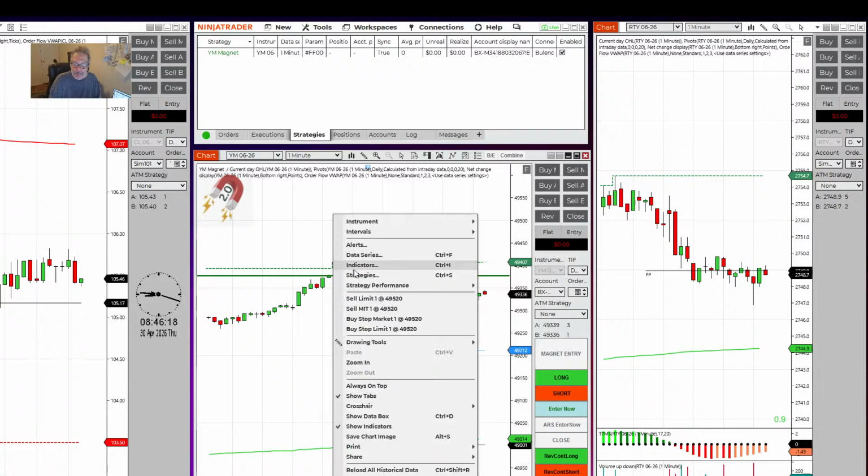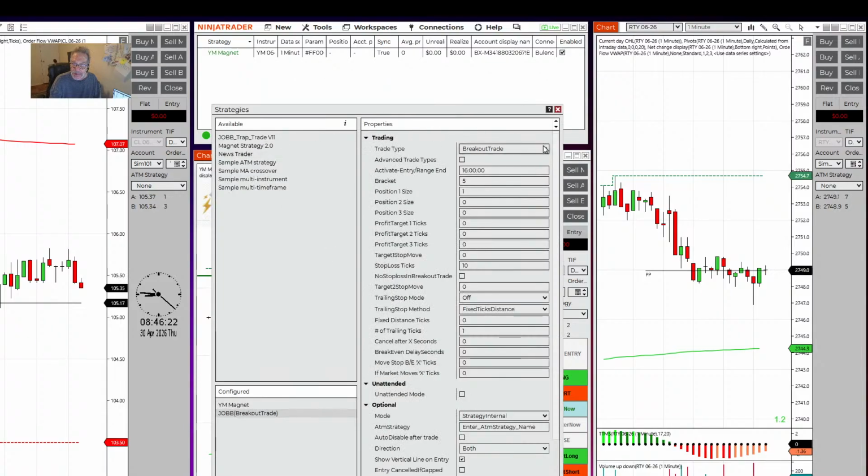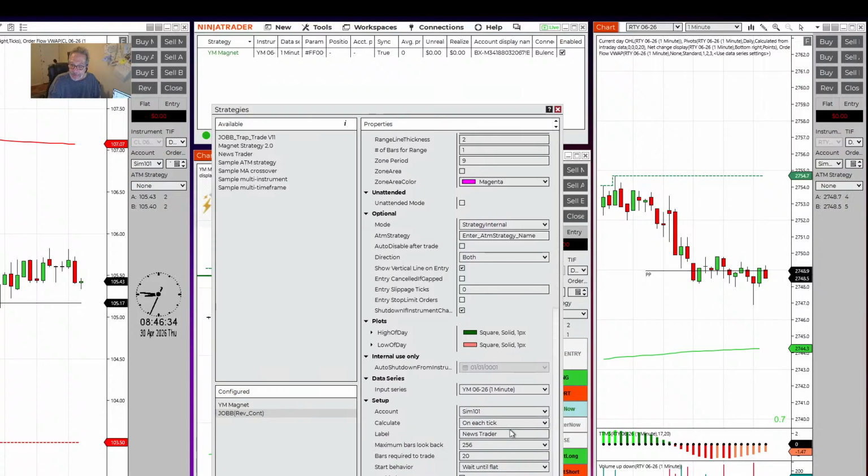Putting a quick reverse continue on the chart also. One position, 35 target, and a 35 stop. Label it YM reverse continue. And same account, number 67.